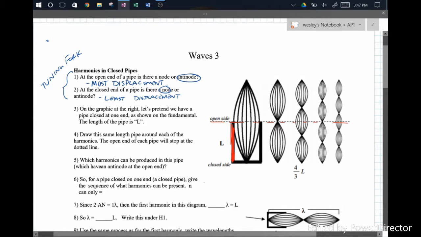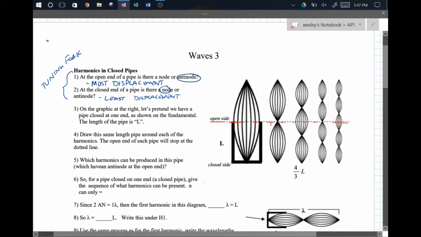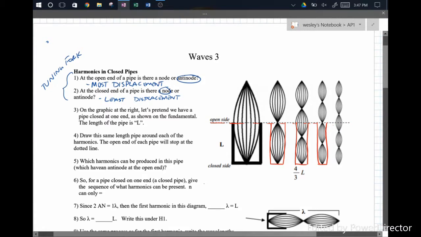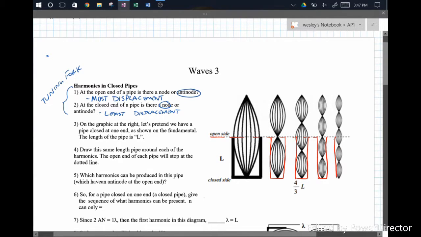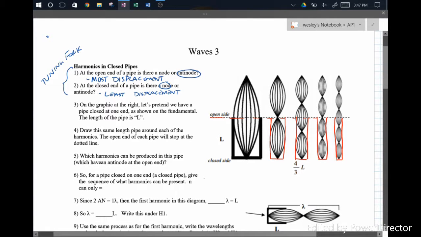So for my first wave shape, that's only a quarter of a wave. So we're dealing with quarters of waves this time, not full waves. Draw the same length of pipe around each of the other harmonics. The open end of the pipe stops at the dotted line. So the other harmonics would have a pipe that looks like this. As we're increasing the frequency and the wave gets shorter, the wavelength gets smaller, I can fit more and more wavelengths into a given pipe. And that's a good thing. That's how we get these standing waves.